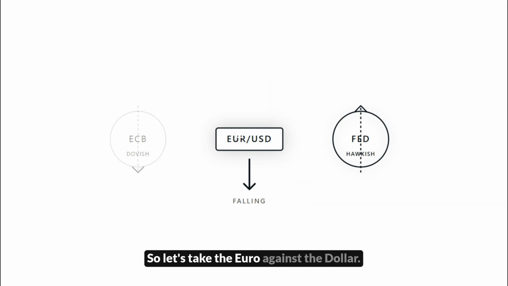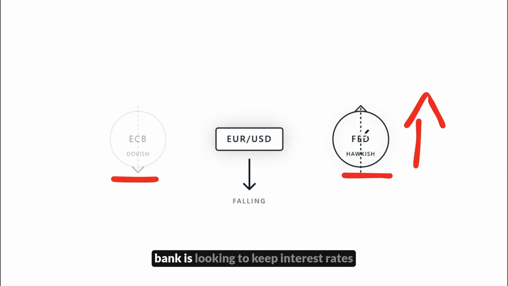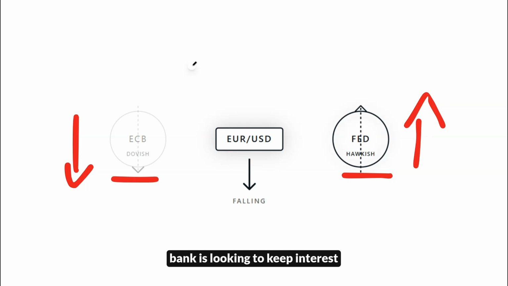So let's take the euro against the dollar. If the Federal Reserve is becoming more hawkish, while the European Central Bank is becoming more dovish, so hawkish means that the central bank is looking to keep interest rates high or potentially hike interest rates, while dovish means the central bank is looking to keep interest rates low or potentially bring interest rates even lower. So in this scenario, the dollar side is improving while the euro side is weakening. And that creates a clear divergence and can give the euro against the dollar a clear reason to fall because the dollar is becoming more attractive compared to the euro.